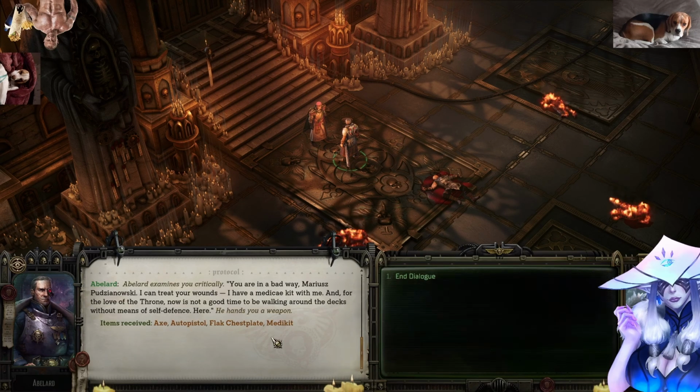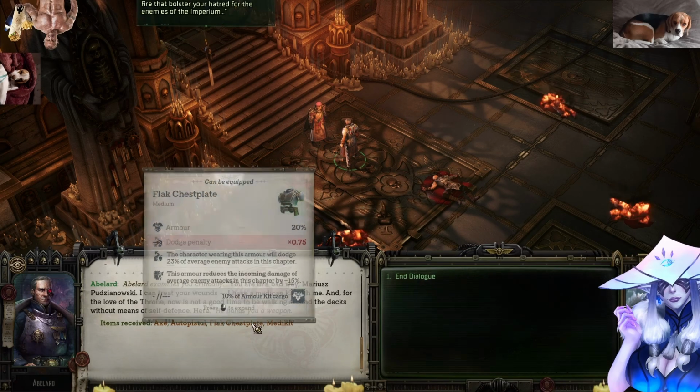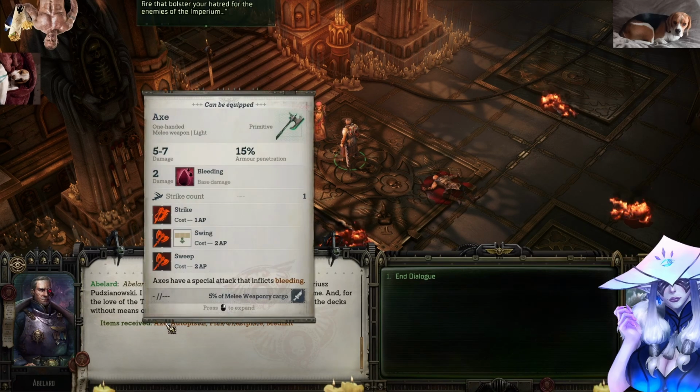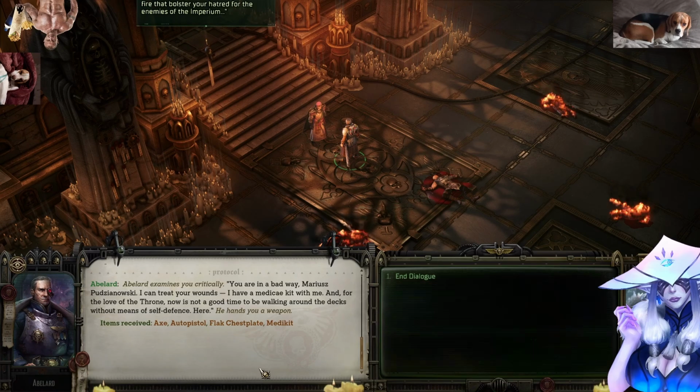You're in a bad way. I can treat your wounds. I have a Medicaid kit. Axe! And, for the love of the throne, now is not a good time to be walking around the decks without means of self-defense. Here.